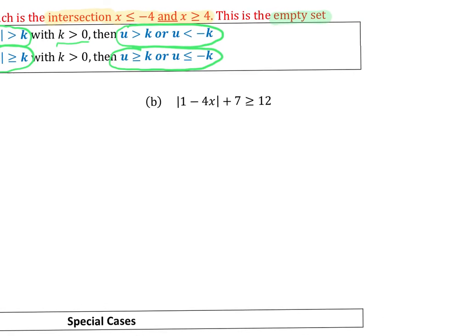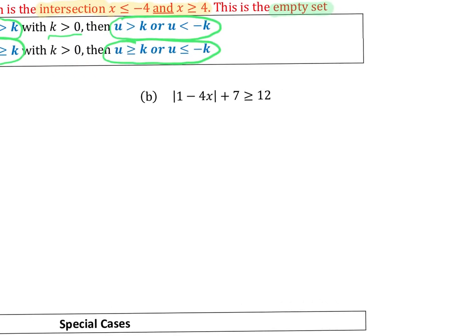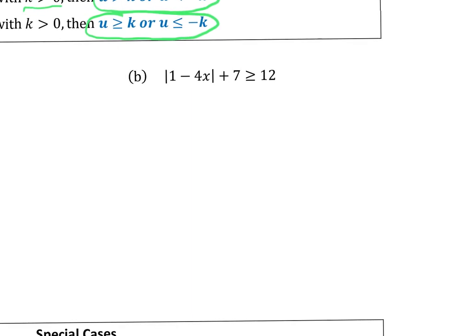Try this again in part B. Again, it's not absolute value greater than or equal to some positive number yet. I have to isolate the absolute value by subtracting 7 from both sides. And remember, when you subtract in an inequality, you do not have to flip the sign. It's just multiply or divide. So this becomes greater than or equal to a positive 5. Now I have absolute value greater than or equal to a positive number.